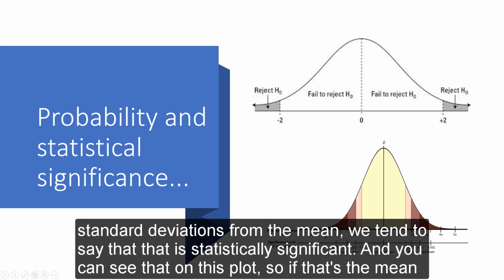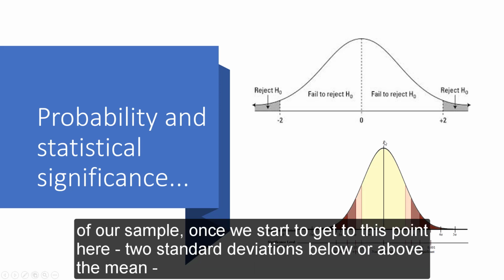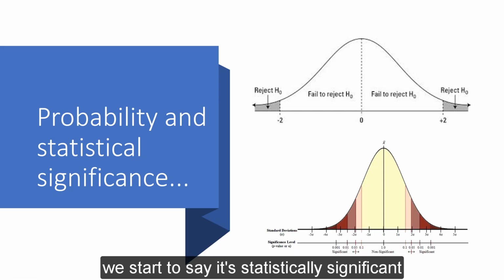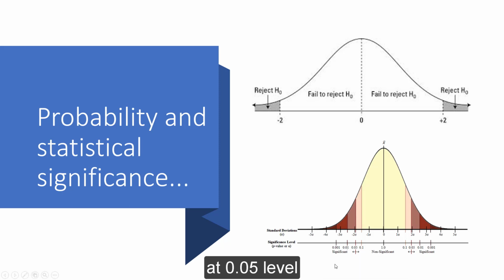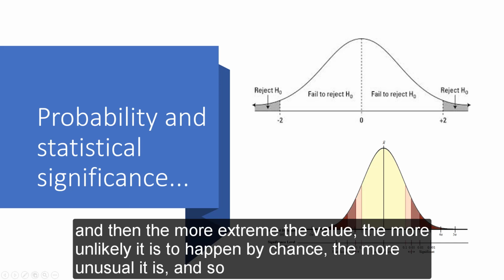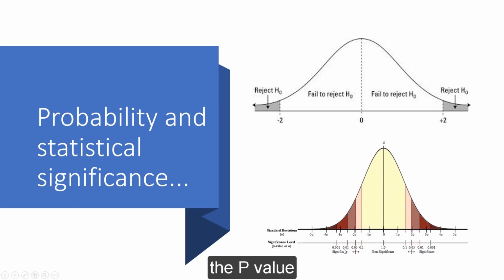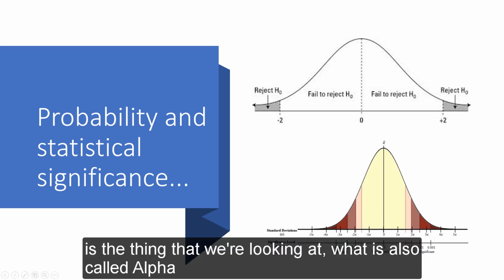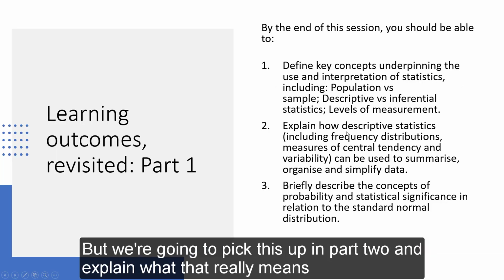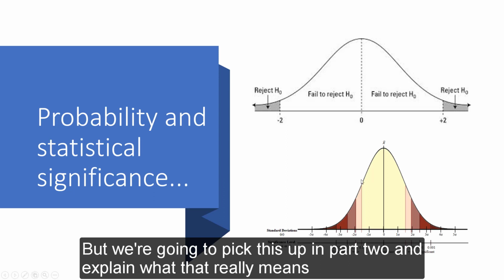And you can see that on this plot. So if that's the mean of our sample, once we start to get to this point here, 2 standard deviations below or above the mean, we start to say it's statistically significant at the 0.05 level. And then the more extreme the value, the more unlikely it is to have happened by chance, the more unusual it is. And so the p-value is the thing that we're looking at, or alpha. But we're going to pick this up in part 2 and explain what that really means.